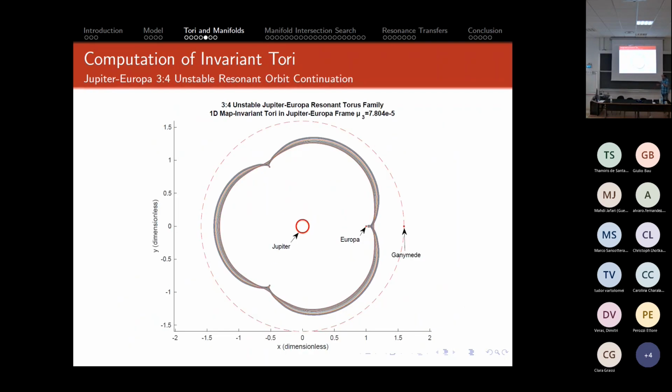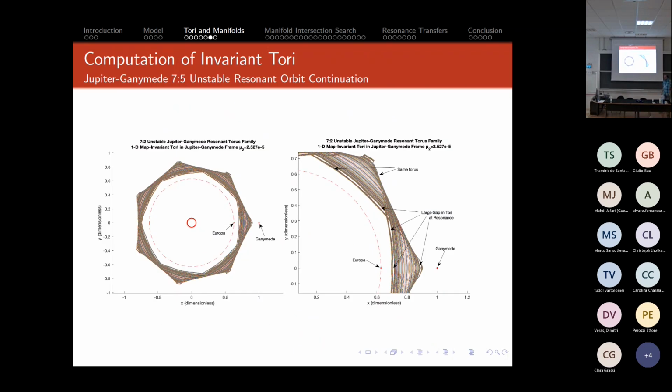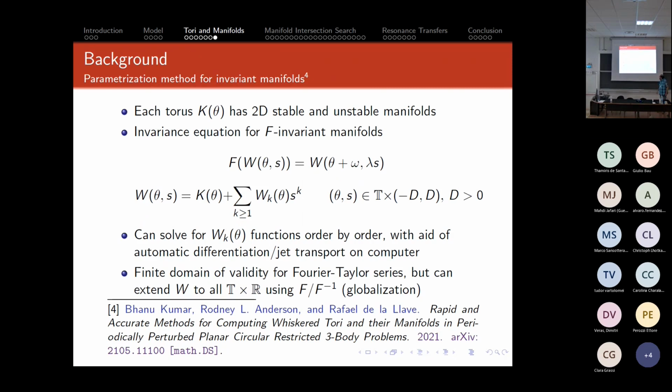So this is, for example, a family of Jupiter-Europa 3, 4 periodic orbits continued into the Jupiter-Europa-Ganymede restricted 4-body model. And here is a Jupiter-Ganymede 7, 5 family continued into the same model. We do see some interesting phenomena happening at the higher eccentricities.